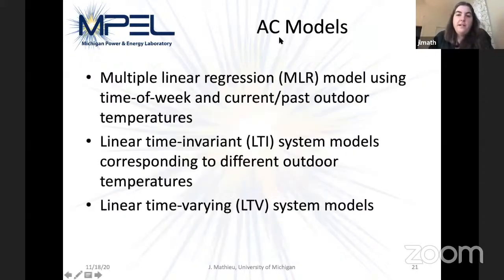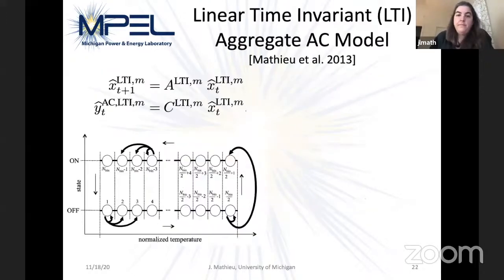And then in terms of the air conditioner model, again, we're predicting aggregate air conditioner load, not individual. We also can use the linear regression model. And then we use linear time invariant and time varying system models that we've developed in past work that model air conditioner dynamics. And this is how one of them looks. This is a standard way of representing a linear time invariant system model where X is the state, Y is the output, A and C are parameters.